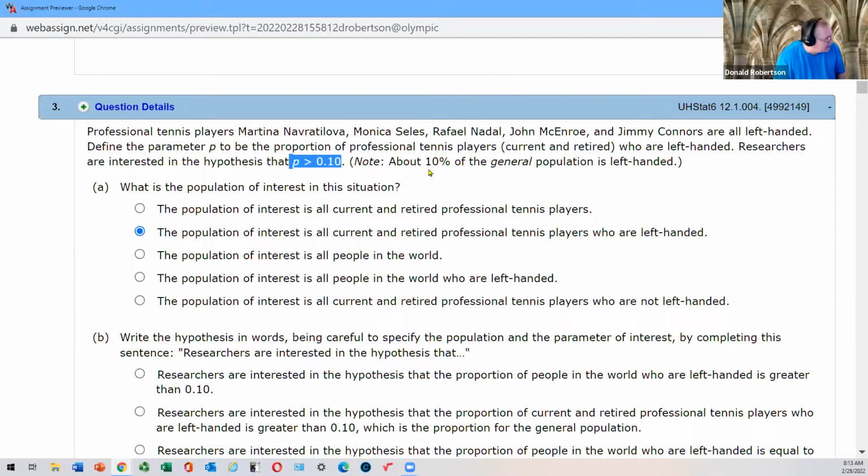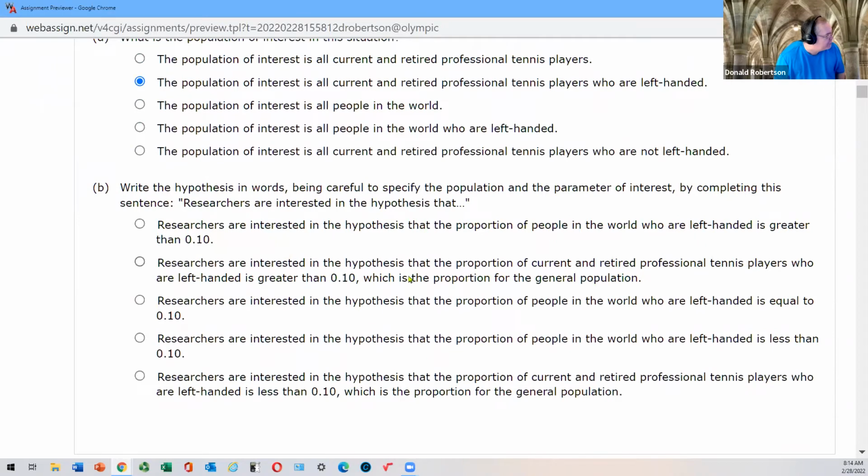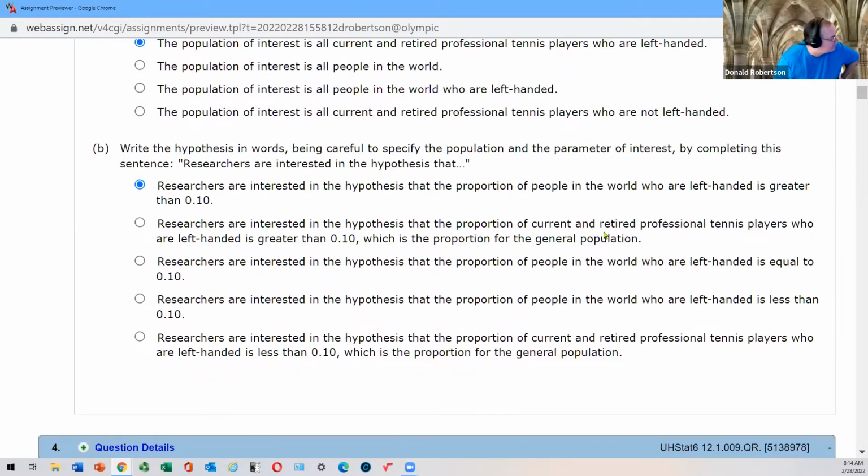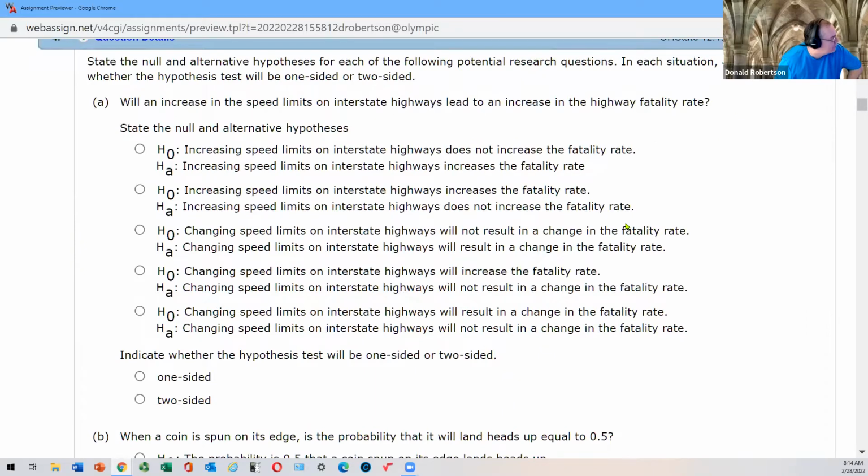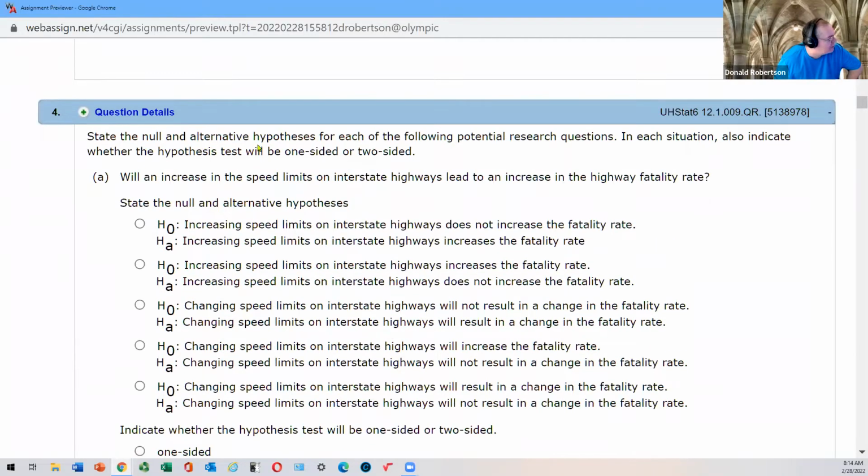So tennis players, the population of interest is this hypothesis test. They're interested in whether the proportion of people in the world who are left-handed is greater than 0.1. That's what you're trying to find evidence of. Right. Question 4. We have to state the null and alternate for each of the following potential research questions. So in a hypothesis test, you're always hoping to be able to prove something, right? HA, right? You want to prove whatever the HA says. The null hypothesis is nothing's changed. P equals a number. And the alternate would be P is bigger than that, less than that, or just not equal to it.